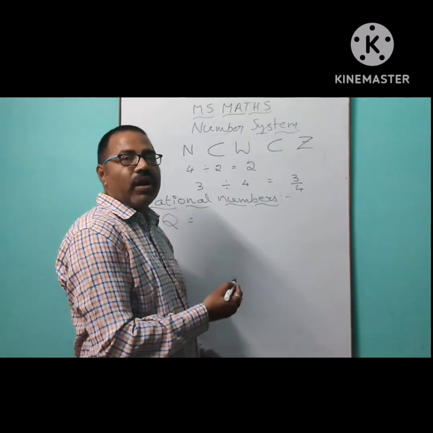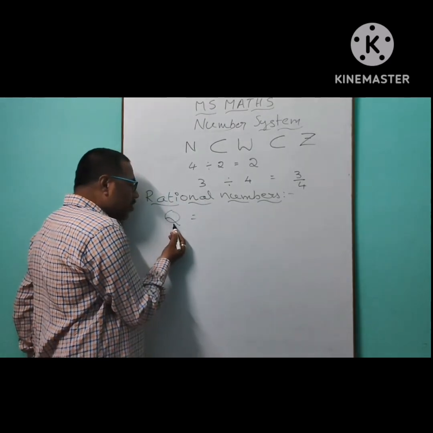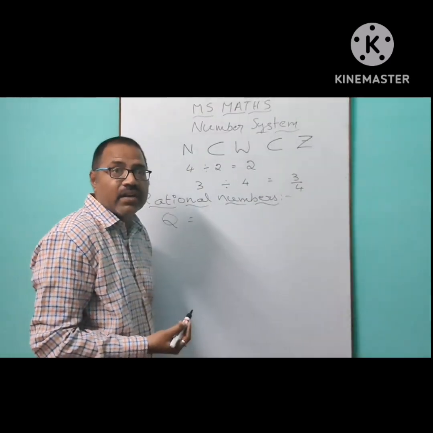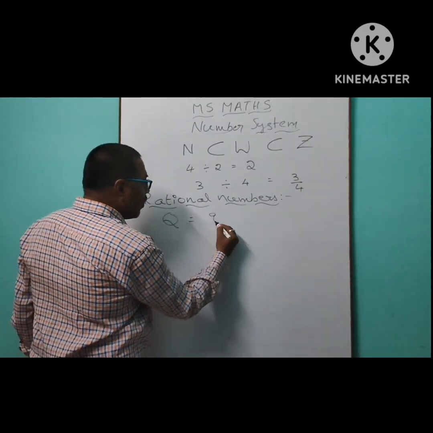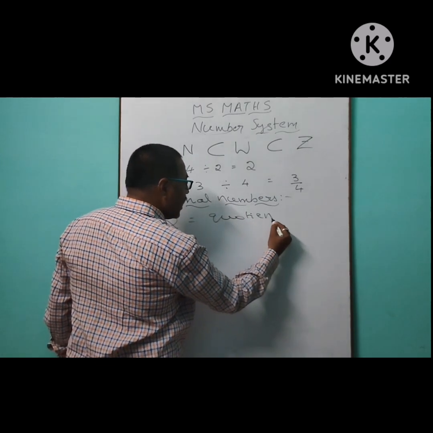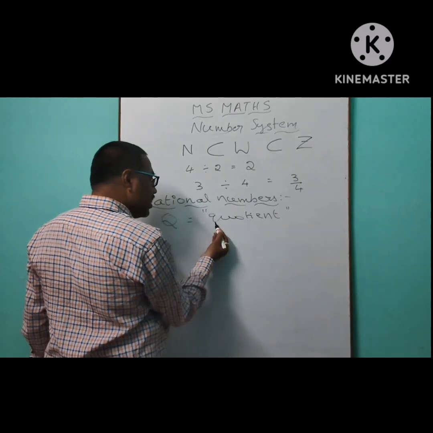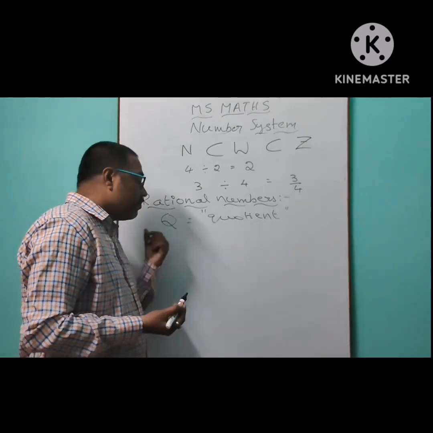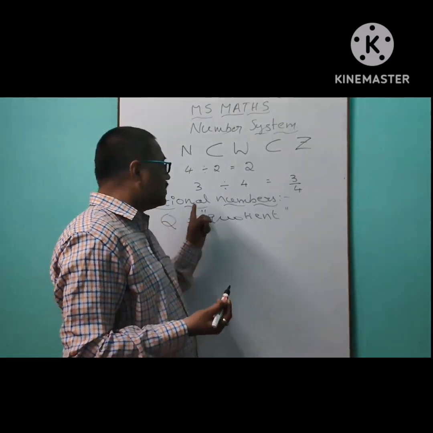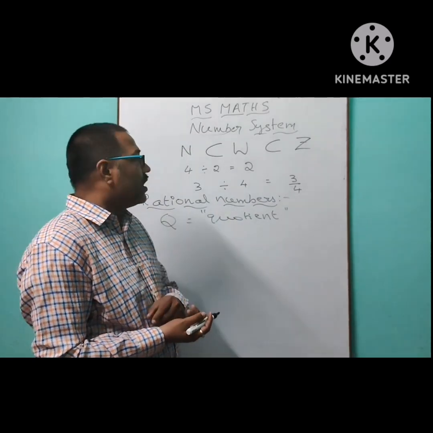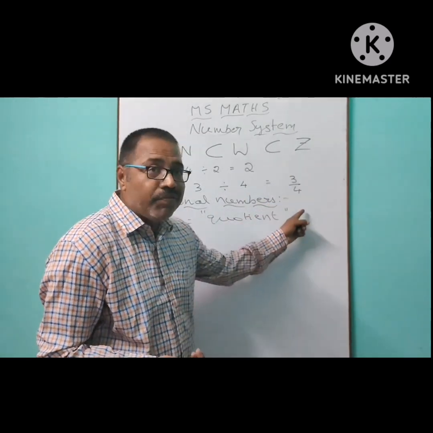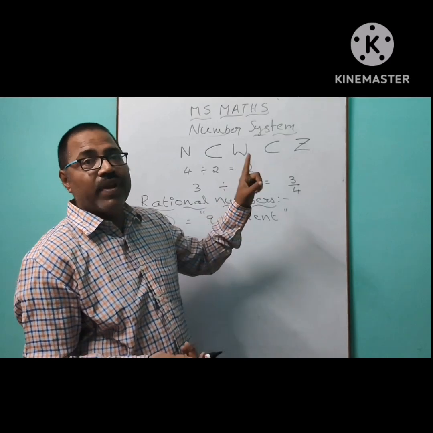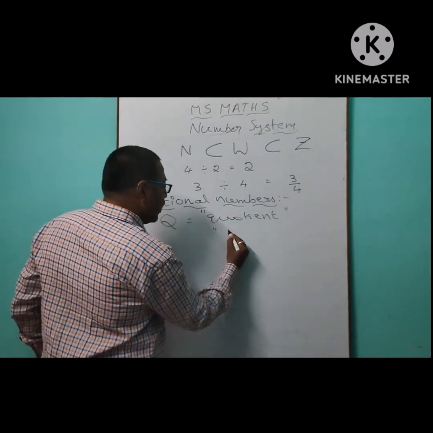Why is it denoted by Q? Here 3 by 4 is a quotient, children. So the letter Q comes from the first letter of the word quotient. That's why rational numbers are denoted by the symbol Q. And why is this system named rational numbers? Because here I am trying to find the ratio of two integers. So the word rational comes from the word ratio.